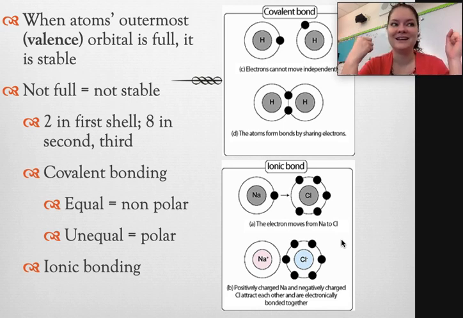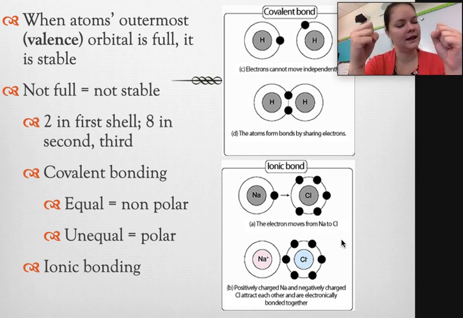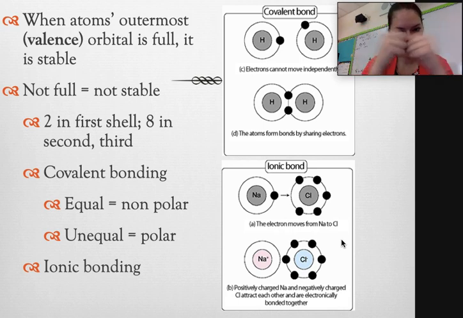And then the sodium is going to have a positive charge from having lost one of the electrons. So that positive and that negative of the sodium and the chlorine, they're going to be like, hey, I like you, positive, negative, and attract. And that is called an ionic bond.